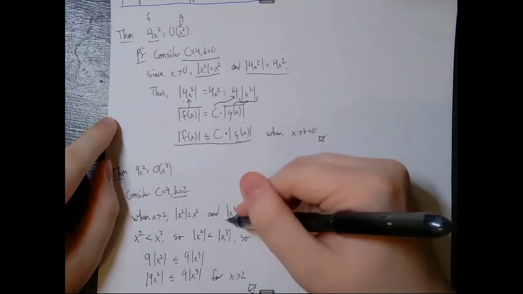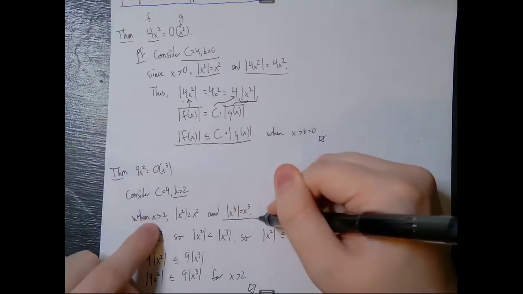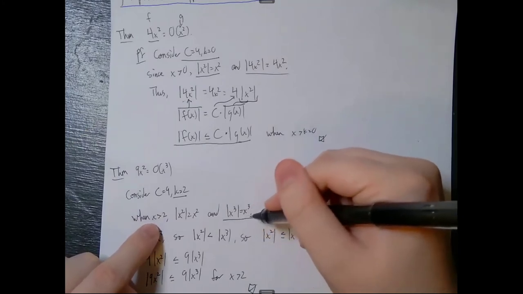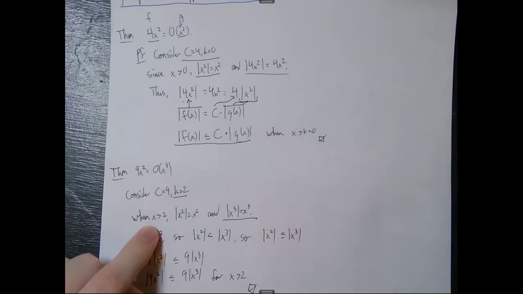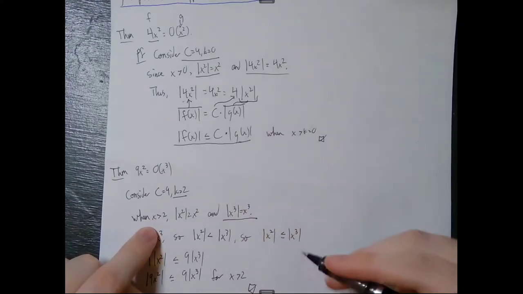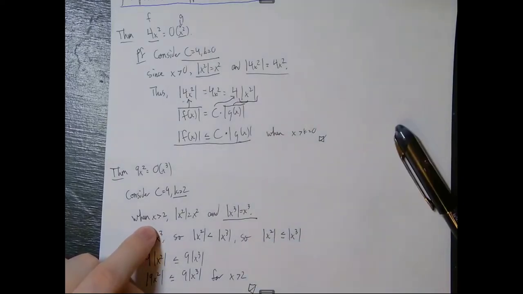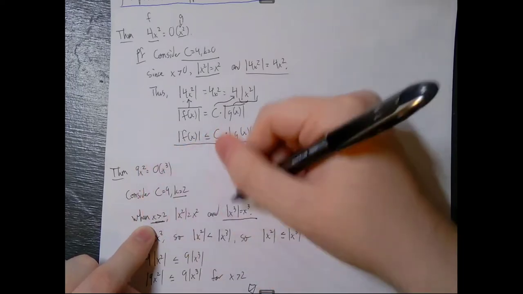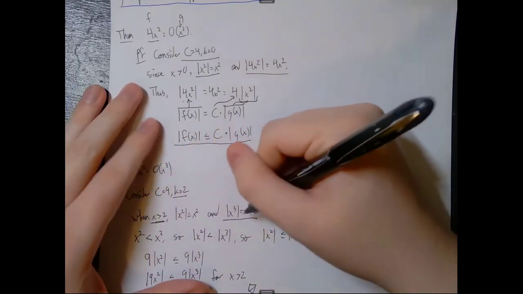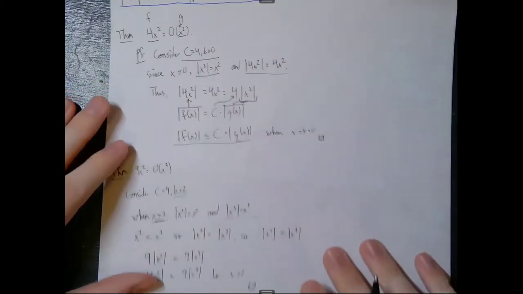So this is a point where we really need to specify that the absolute value of x cubed is x cubed when x is greater than 2, because if x was able to be negative, then the absolute value of x cubed would be negative 1 times x cubed. So we do need to mention that x is greater than 2, so we can then say that the absolute value of x cubed equals x cubed.